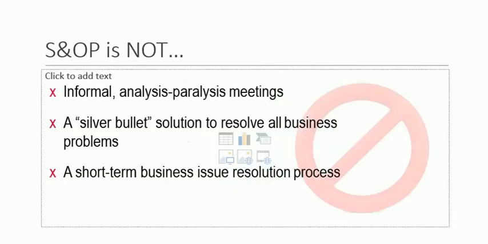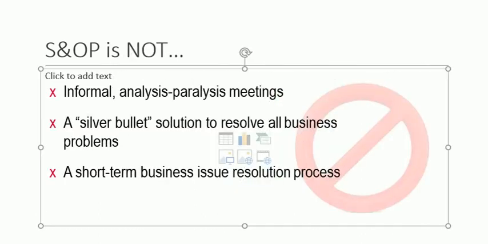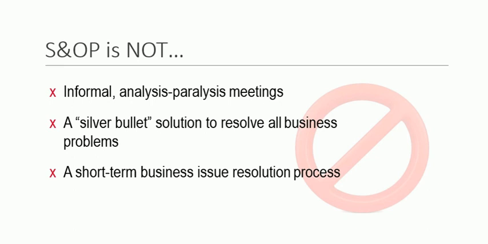But what S&OP is not: basically, it is not an informal or parallel analysis. It is not a silver bullet solution to resolve all business problems. It is not a short-term business issue resolution process. So basically, sales and operation planning is a long-term solution for your business, for your inventory and your processes. It will not help you to gain a short-term margin or short-term profit. For sales and operation planning, you should implement it monthly, weekly or yearly to see your margins or growth growing.